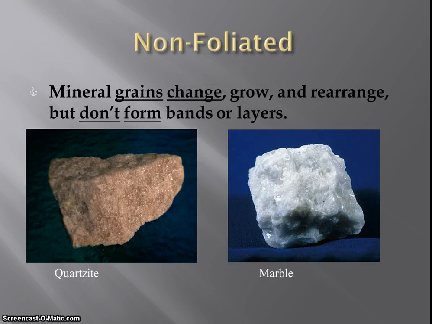Now the non-foliated is when the mineral grains change, but there is no striping and they aren't flat. So they don't rearrange themselves to form those characteristics. And two examples of that would be quartzite and marble.